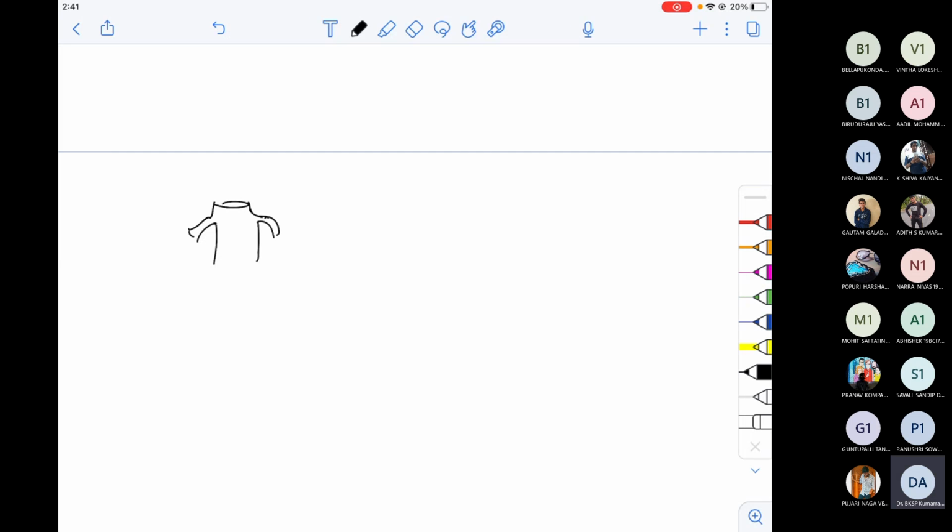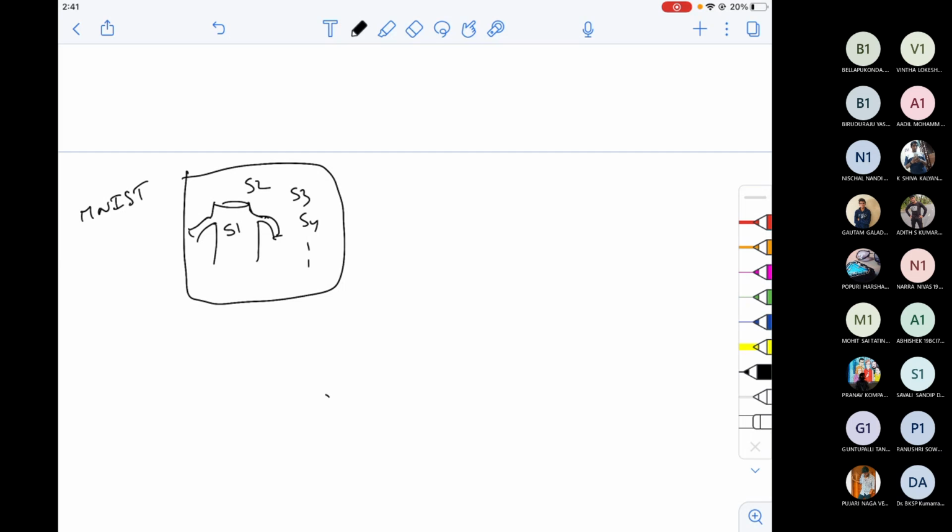Okay, this is a shirt. Assume that this is a shirt. Now, like this, I have multiple shirts. Shirt 1, shirt 2, shirt 3, shirt 4, like that in my data set. I think many of you know about the MNIST fashion data set, right? Not only digits, it's a fashion data set we have.